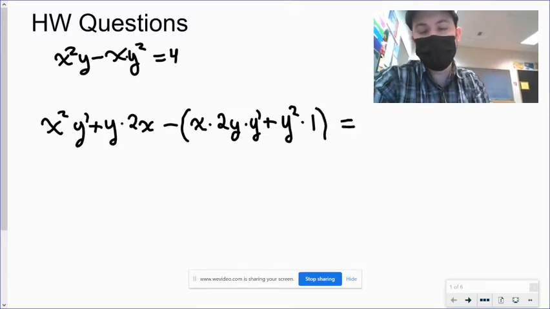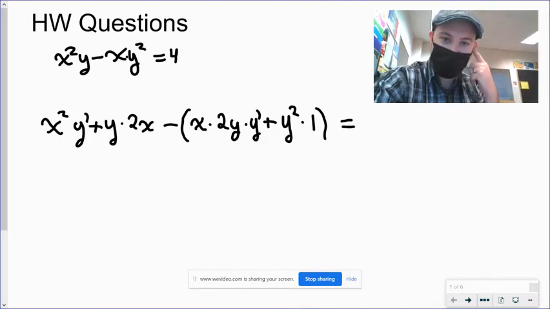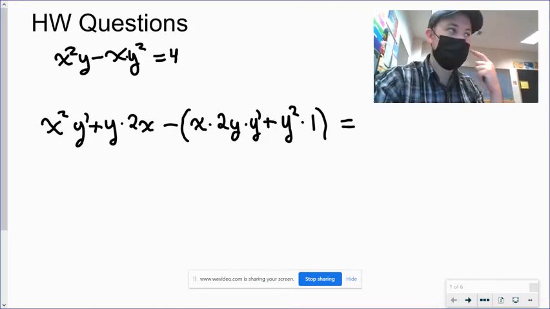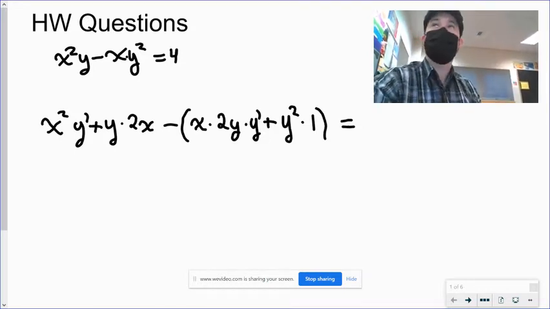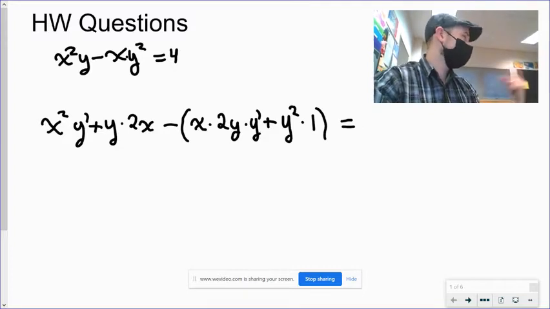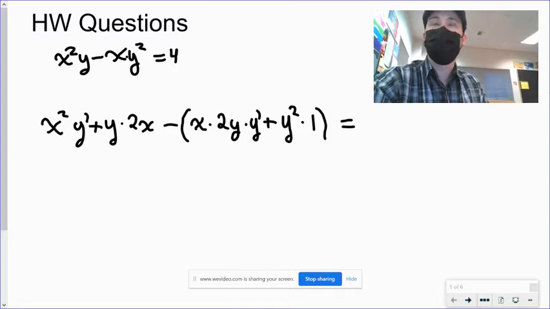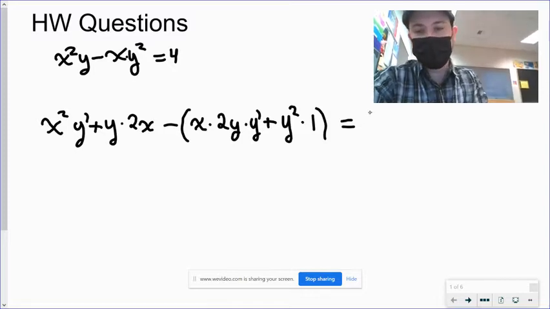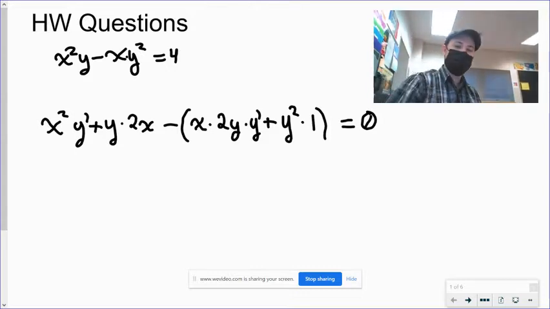This is supposed to be equal to, and watch out, common error here. A lot of people forget to differentiate the right side, and they just write down 4. It's easy to do. But remember, we're differentiating 4, and so the derivative of a constant is 0. All right. Any questions up to this point?